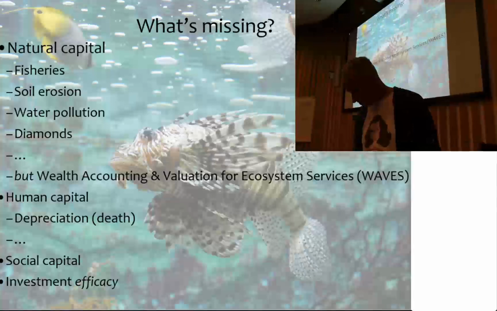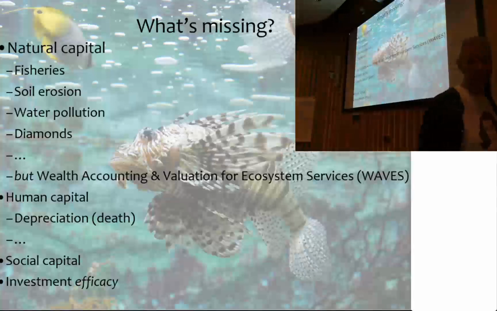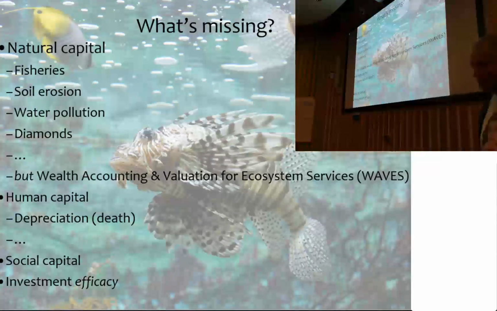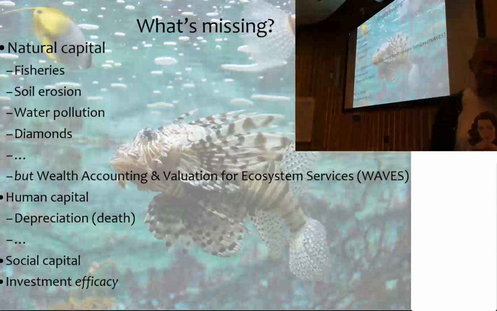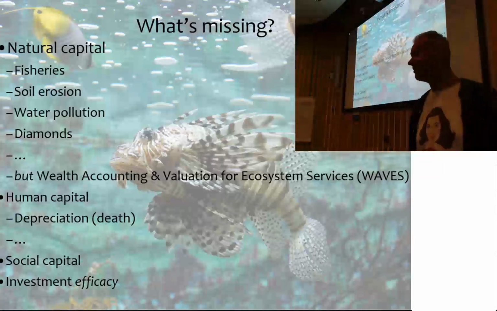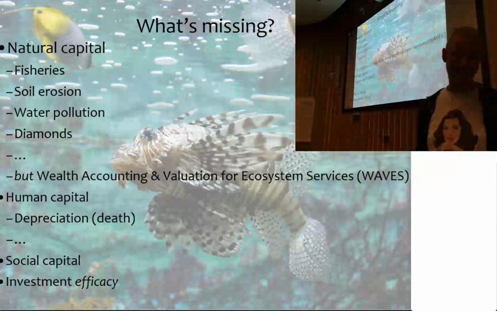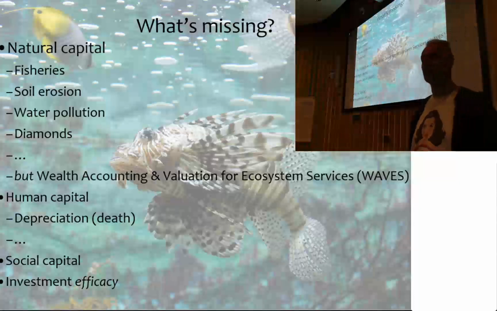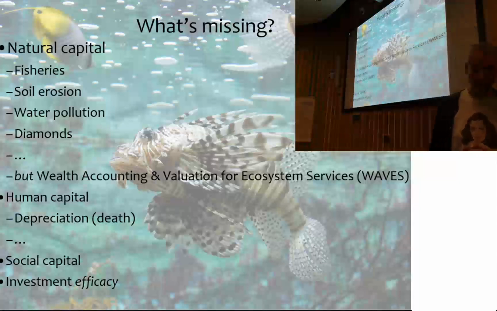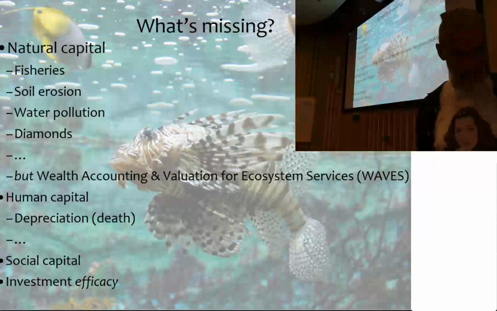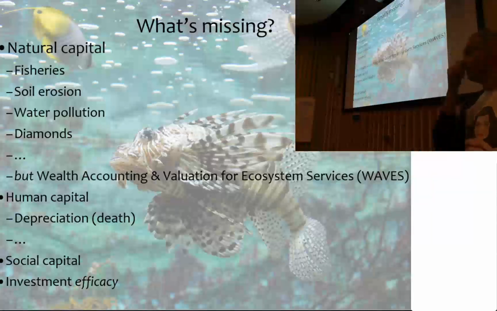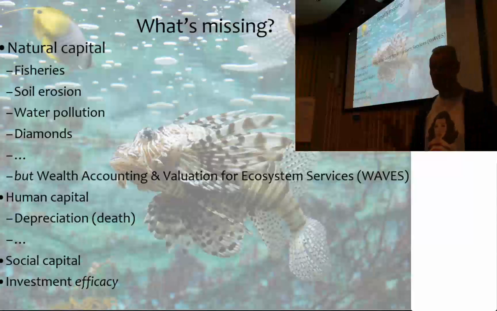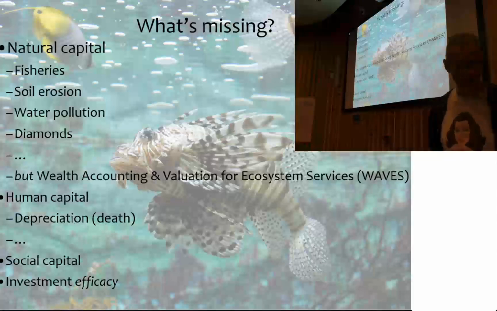Of course, there's all sorts of stuff missing from these genuine savings. Fisheries isn't there, soil erosion isn't there, water pollution isn't there. Diamonds are even missing, even though we have, well, do we have good data on diamonds? There's a lot of illegal trade, right? And they're working on this, but not quite there yet. As I said, human capital, they don't account for knowledge becoming obsolete, but they also don't account for people dying and taking whatever they knew with them.